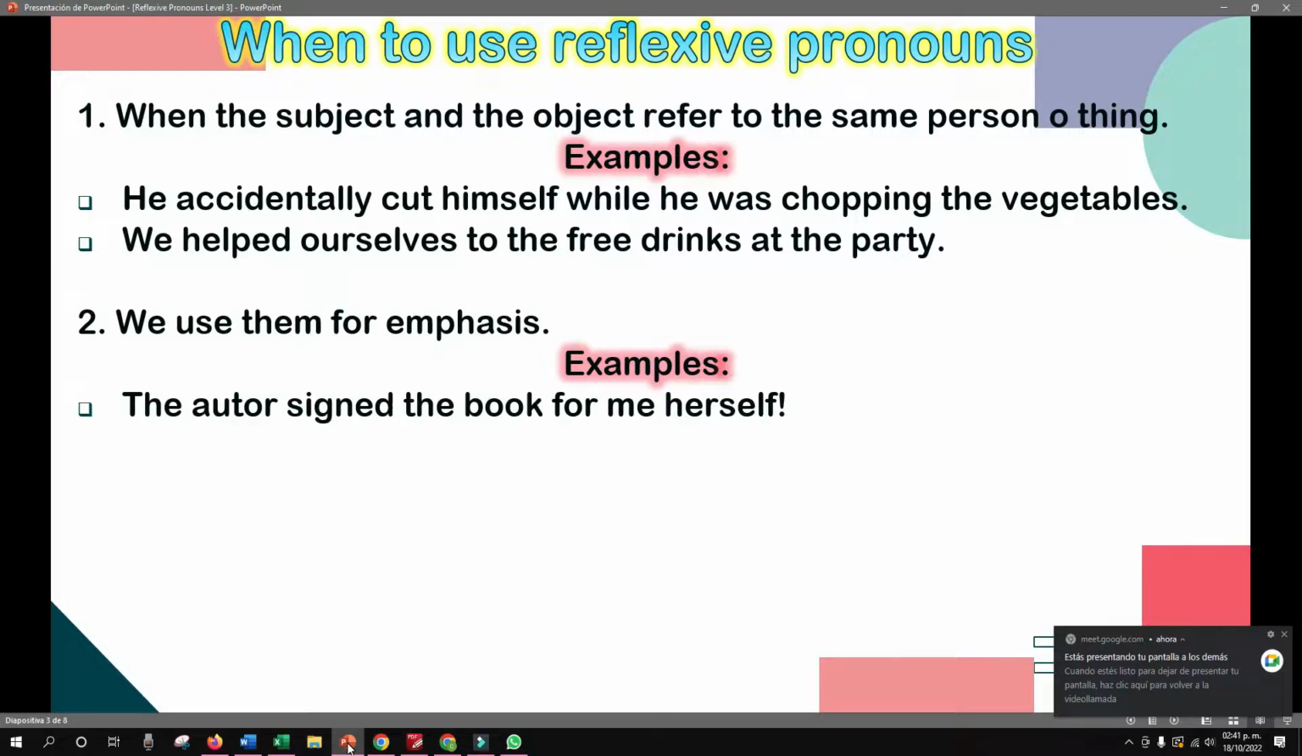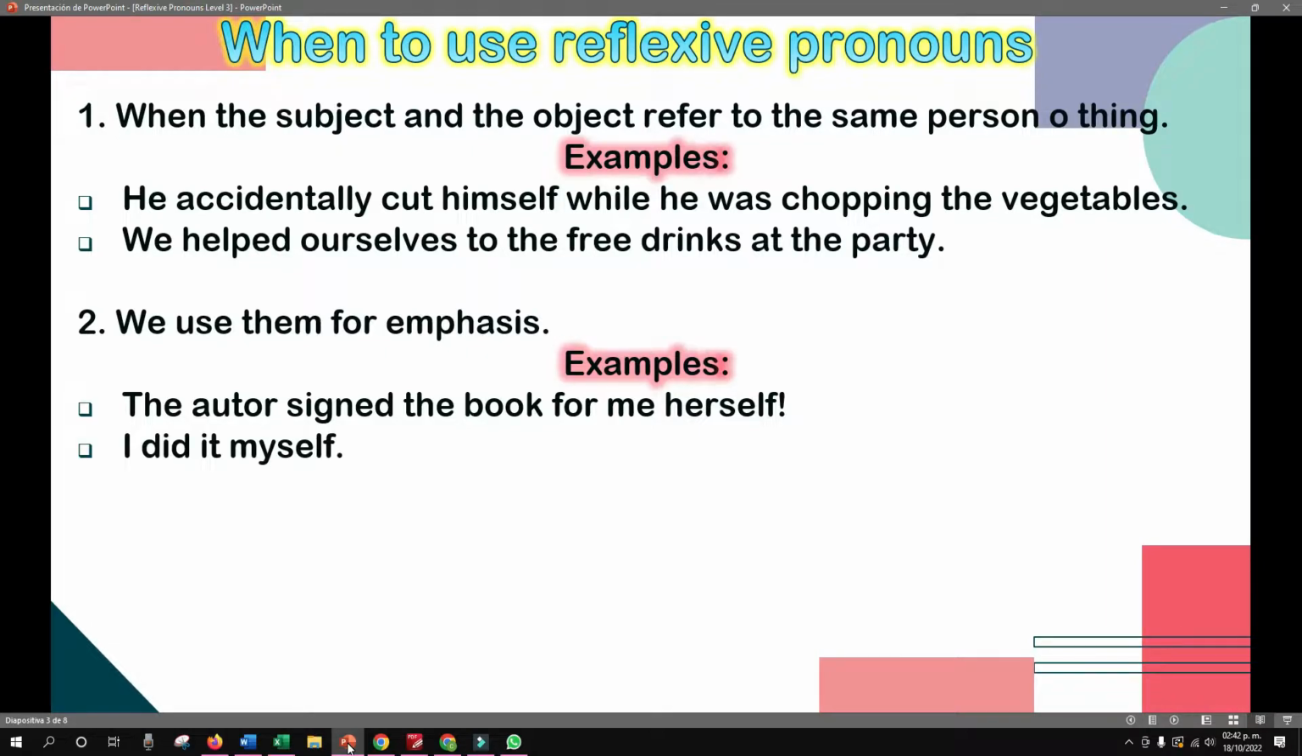For example, the author signed the book for me, right? Herself. Está haciendo énfasis que la autora del libro, la escritora, firmó el libro, ella misma, ¿para quién? Para mí. Entonces está haciendo énfasis que ella fue la que firmó el libro. Or I did it myself. Look at this one. Lo hice yo mismo. You're marking an emphasis there, right?